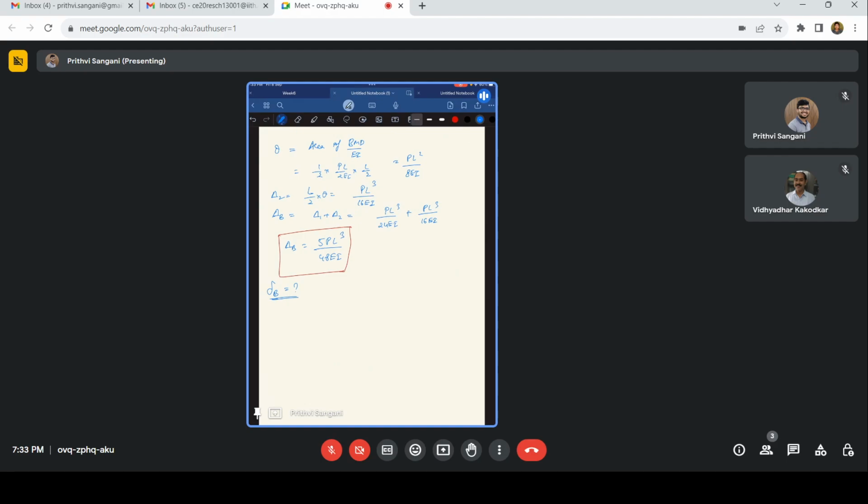Let me solve for this. Let's solve the support reactions here first. The support reactions are going to be 8. So 8 times 12, 9, 72, right? 72, 4, 6, 24.